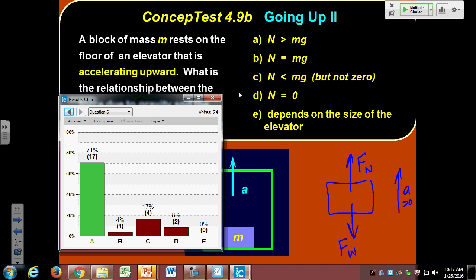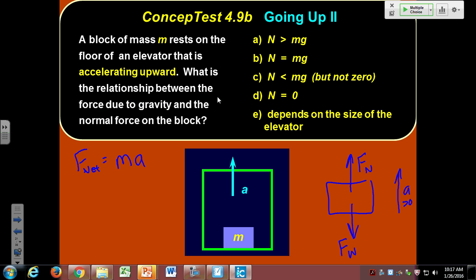A is right. My normal force is bigger than my weight. This is why when you go into an elevator, you sort of feel like you're being pulled down. The reason for that is that you're accelerating upward. But if you were standing on a bathroom scale, the bathroom scale does not measure weight. The bathroom scale measures normal force.